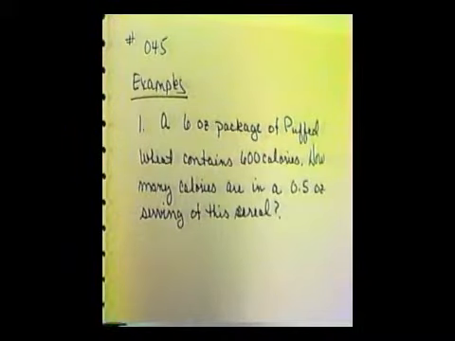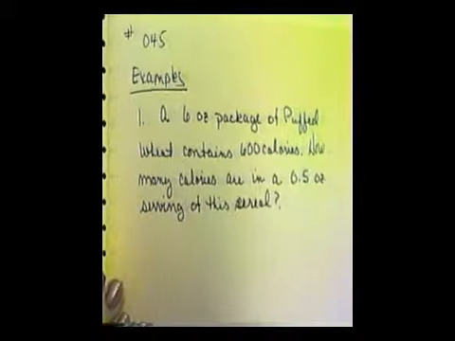A package of puff wheat that contains 600 calories. How many calories are in 5/10 of an ounce of the cereal? Now this is something we come across all the time. Everybody is calorie counting nowadays, so we want to make sure that we're not overdoing or underdoing. So what we want to do is we're going to set up two ratios using this information.